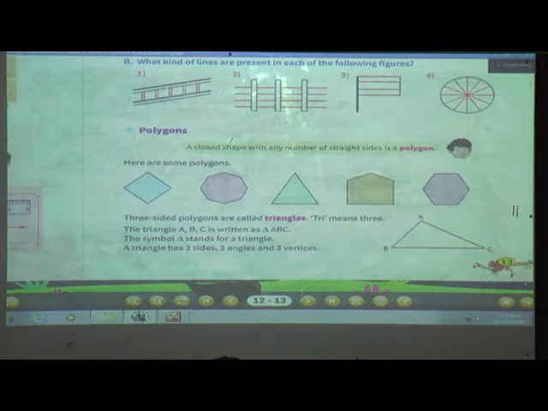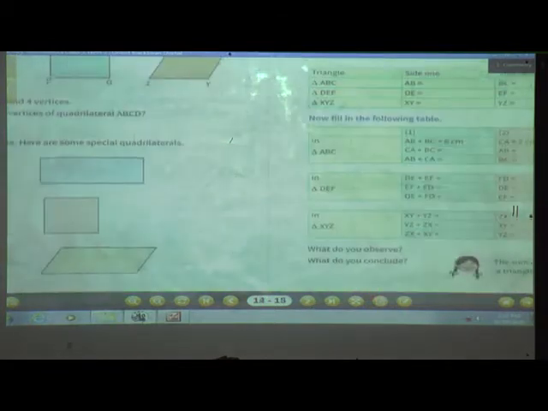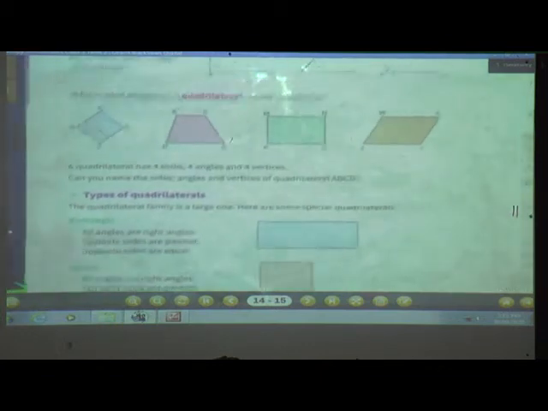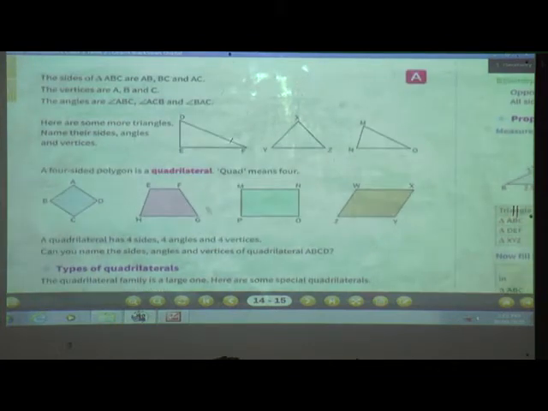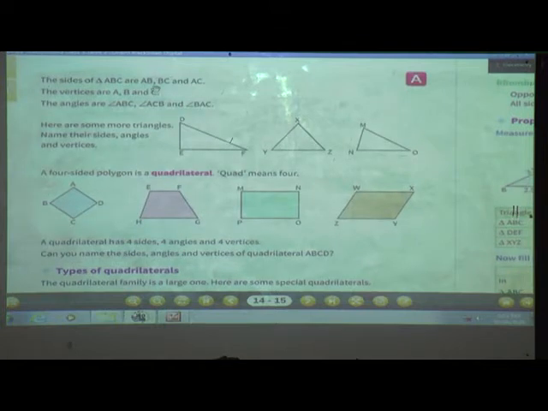Now, next page, page number 14. The sides of triangle ABC are AB, BC and AC. Just now I told sides of a triangle ABC are AB, BC and AC. The vertices are A, B, C and the angles are angle ABC, angle ACB and angle BAC. Now, here are some more triangles. Name their sides, angles and vertices.